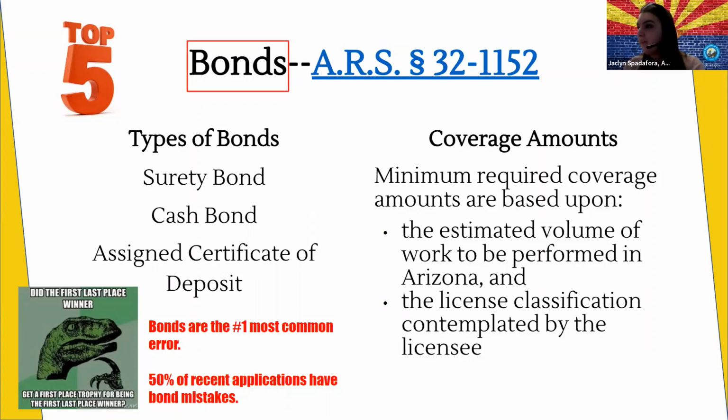For the coverage amounts, there are minimums required by the type of coverage. So the estimated volume of work to be performed in Arizona and the license classification that you're looking to apply for are both factors that will determine what type of bond amount you need.